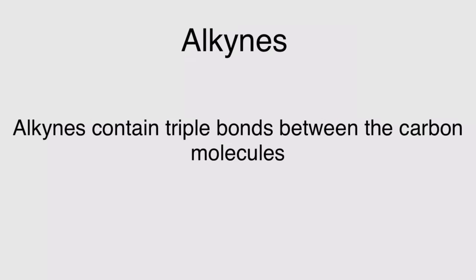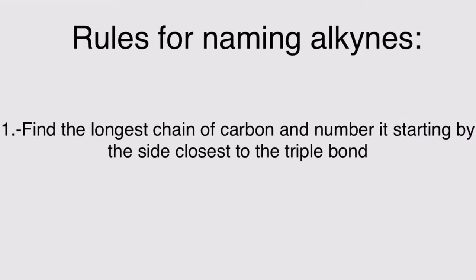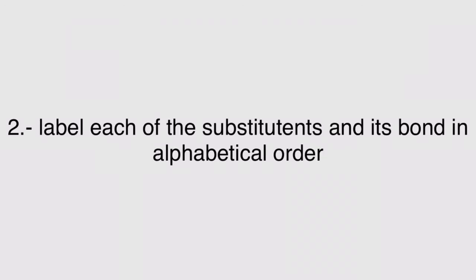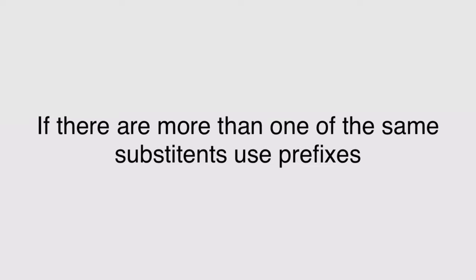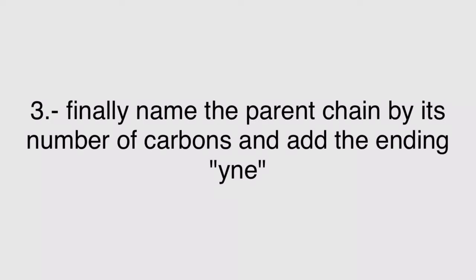Alkynes contain a triple bond between the carbon atoms. In order to name them, we need to follow the next rules. First, start counting from the side closest to the triple bond. Then, name the substituents in alphabetical order. If there is more than one substituent of the same kind, you need to use the prefixes. Finally, name the parent chain depending on the number of carbon atoms that it contains, and at the end just add the ending "-yne".